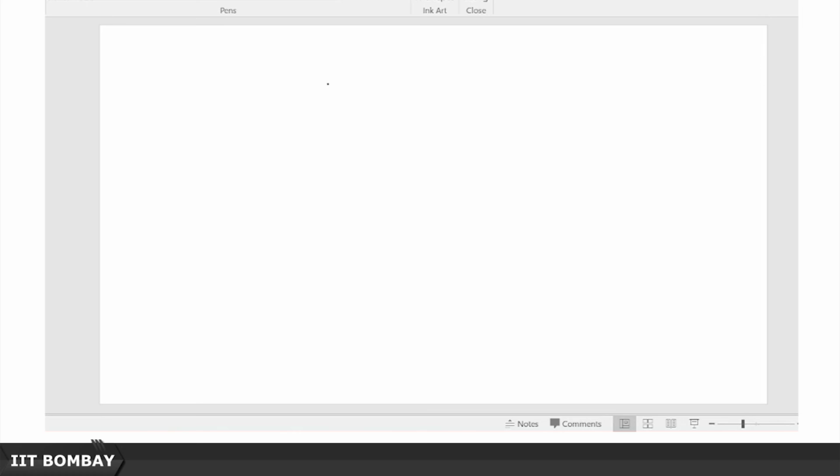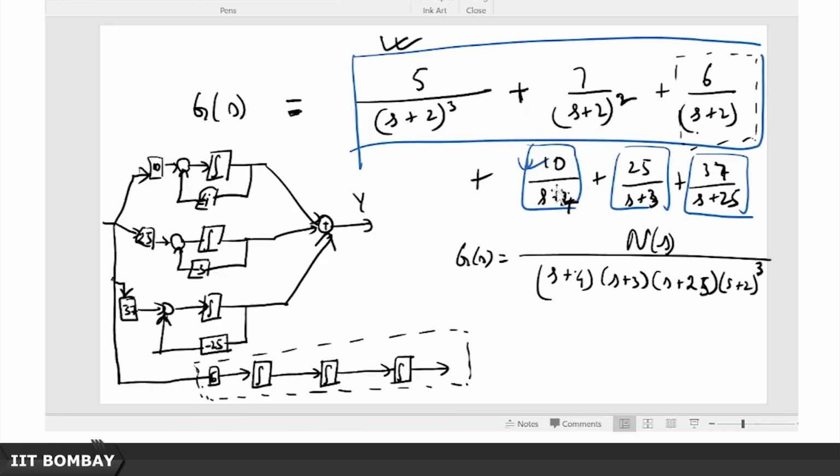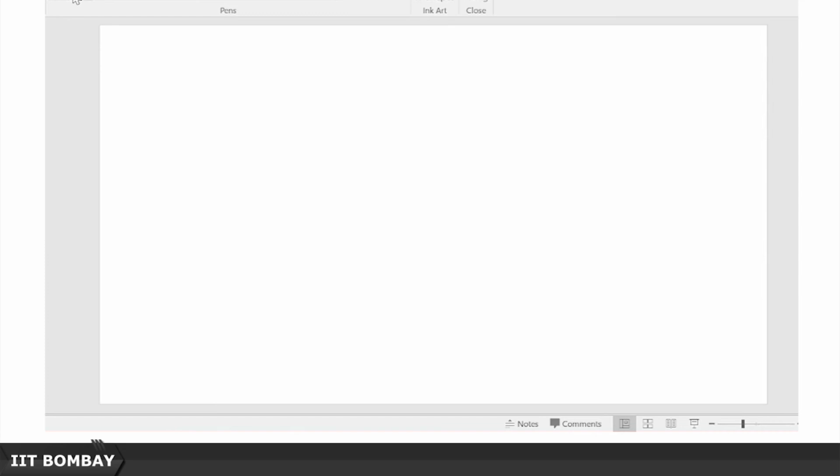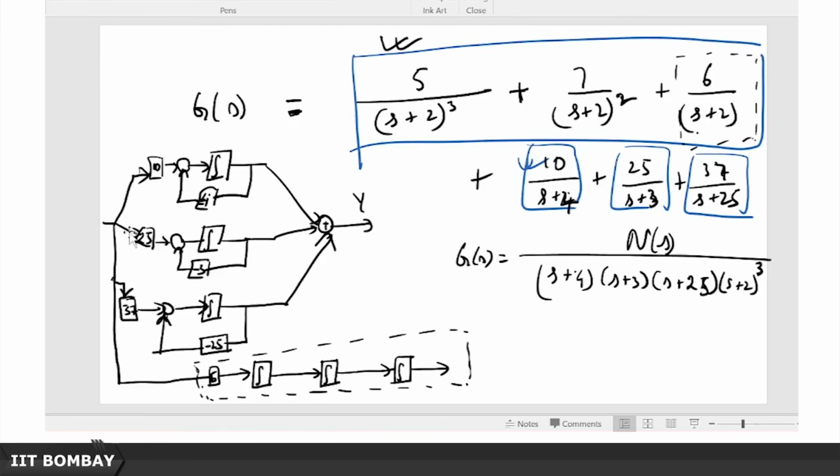Let me see the other remaining blocks; these 3 blocks have been well taken care of. Now what I need to do is put this particular block. So first let me just try this out. So this is 1 by s plus 2, 1 by s plus 2, and 1 by s plus 2. That is my one.